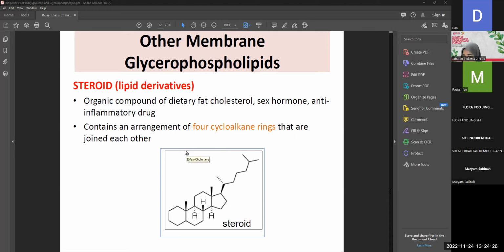Steroid is an anti-inflammatory drug. For example, my eldest daughter has had eczema since she was a baby, and she has been prescribed steroid to manage flare-ups, when there is infection and all that.